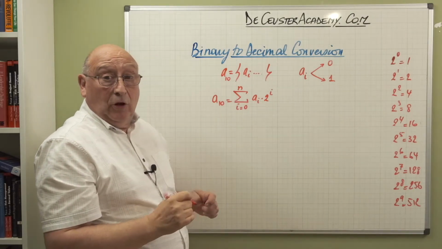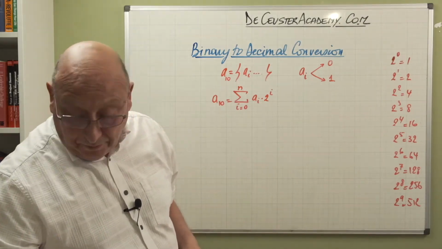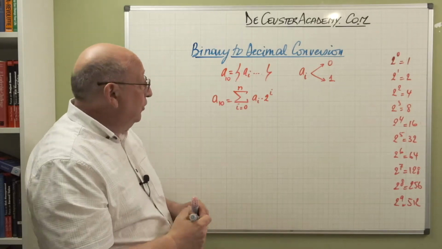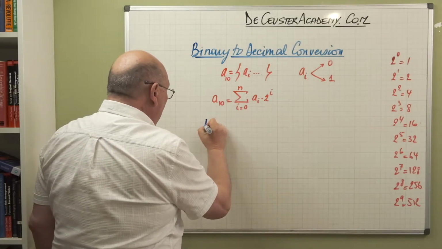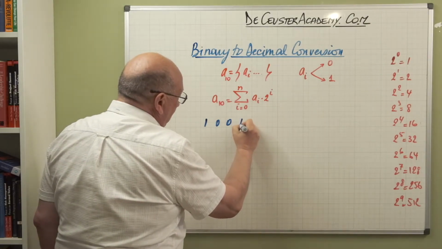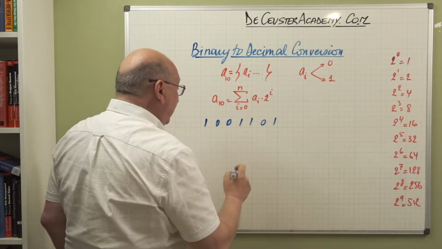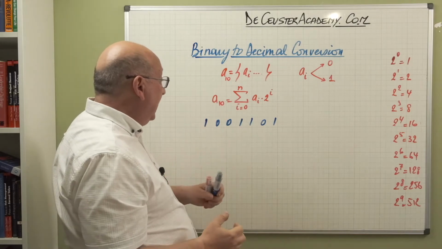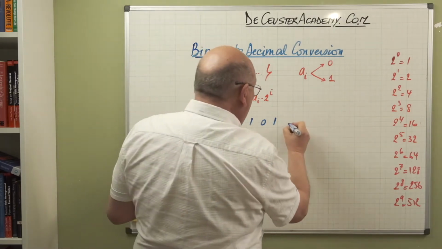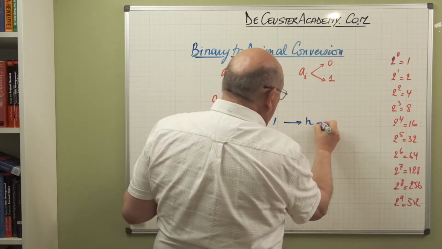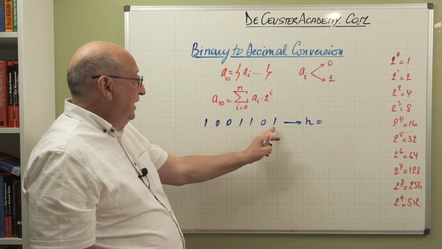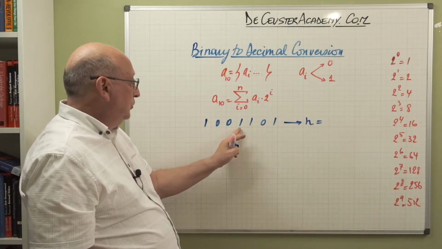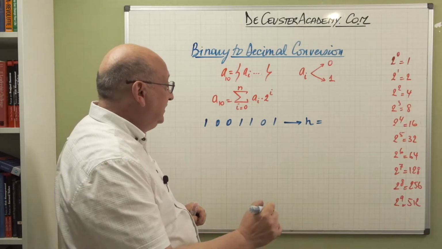Now when we look at a binary number, for example 1, 0, 0, 1, 1, 0, 1, we have to count what n is. In this case, n is equal to, we have 0, 1, 2, 3, 4, 5, 6.